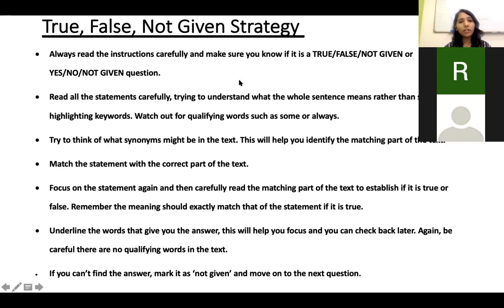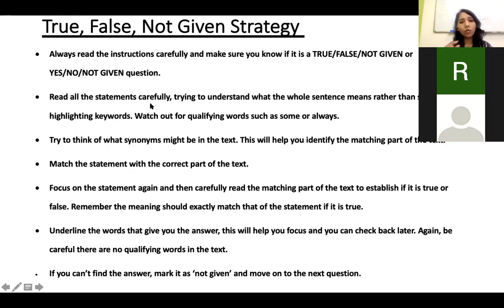So true, false, not given. This is your strategy. Read your instructions carefully to know if it's a true, false, not given, or a yes, no, not given question. Both have the same strategy, but if it's true, false, you have to write TF, or true, false, not given. If it's yes, no, you have to write yes, no. So be very careful with this.